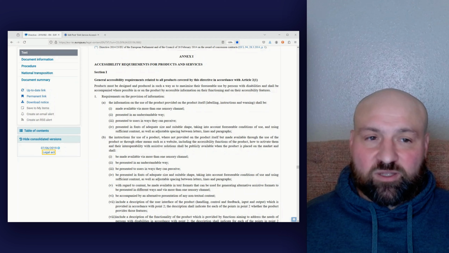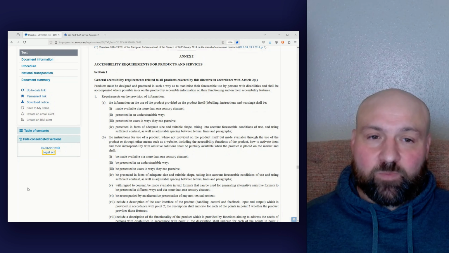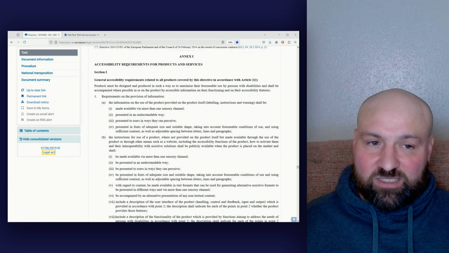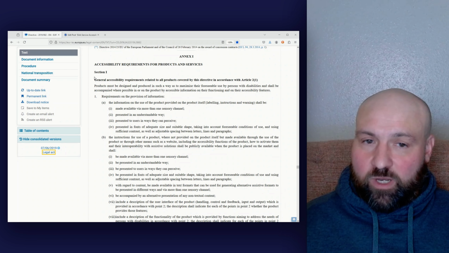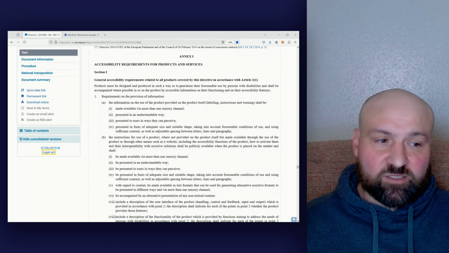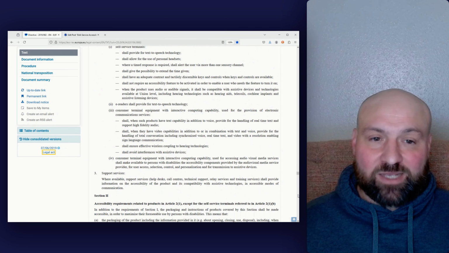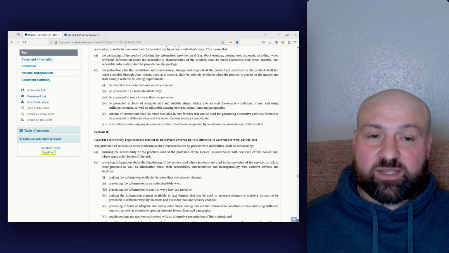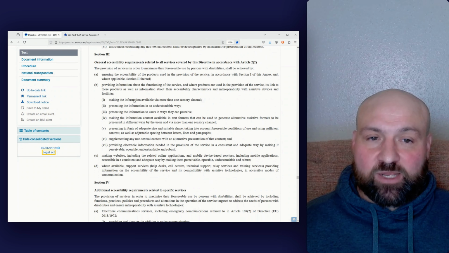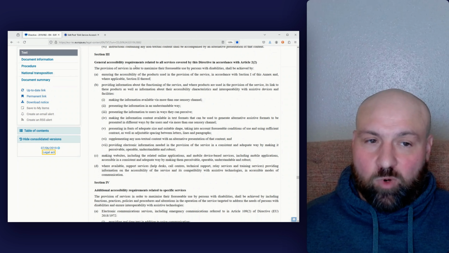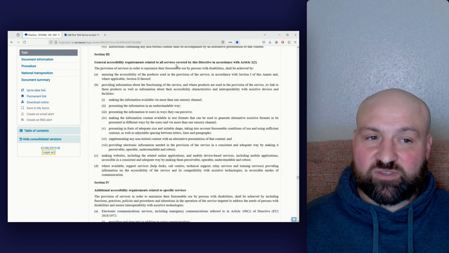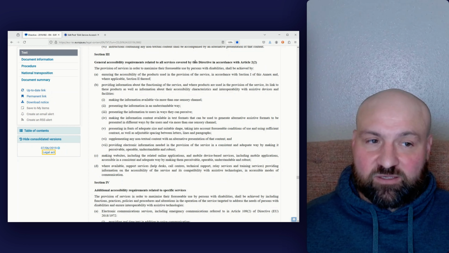For now, what is on the screen with me is Annex 1. Underneath Annex 1, it reads Accessibility Requirements for Products and Services. And then we have Section 1. Section 1 is for products. So we're going to go ahead and scroll past that. We're also going to scroll past Section 2. And then we're going to get to Section 3. And it reads General Accessibility Requirements related to all services covered by this directive.